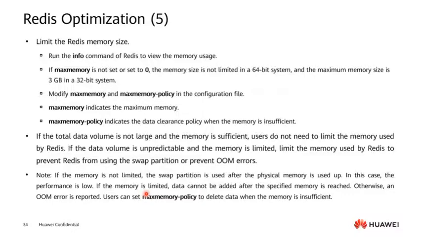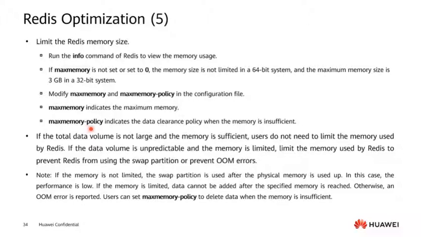If the memory is limited, data cannot be added after the specified memory is reached. Otherwise, an OOM error is reported. In Redis, there are two key parameters related if we want to limit the memory. They are maxmemory and maxmemory-policy. Maxmemory indicates the maximum memory, and maxmemory-policy indicates the data clearance policy when the memory is insufficient.